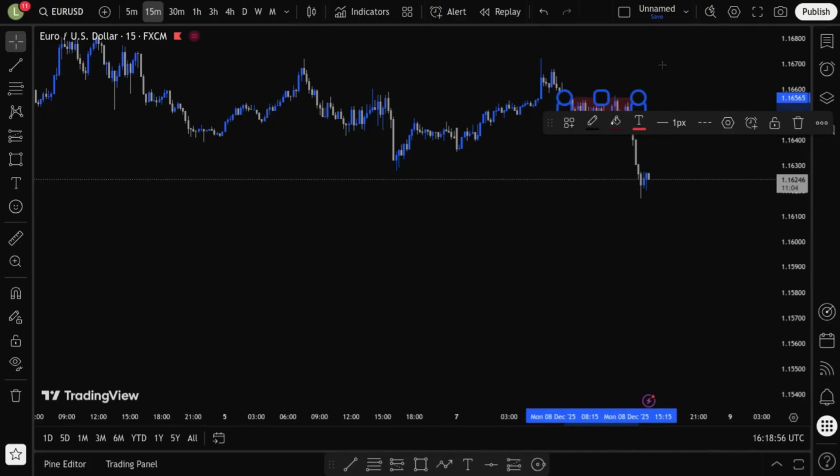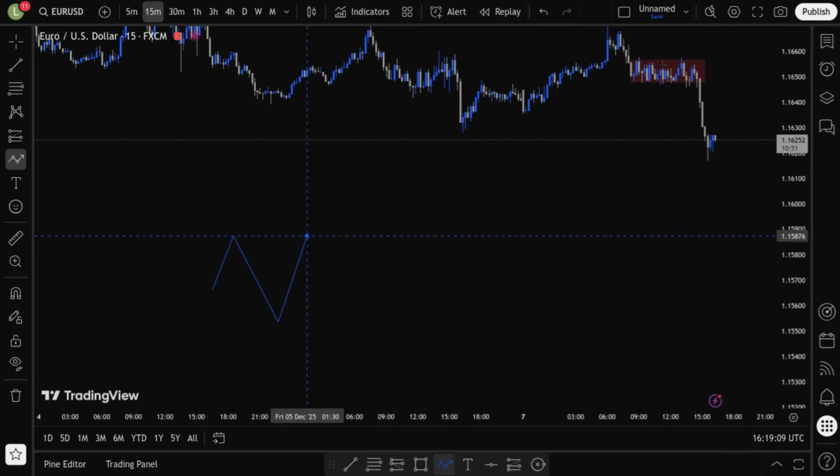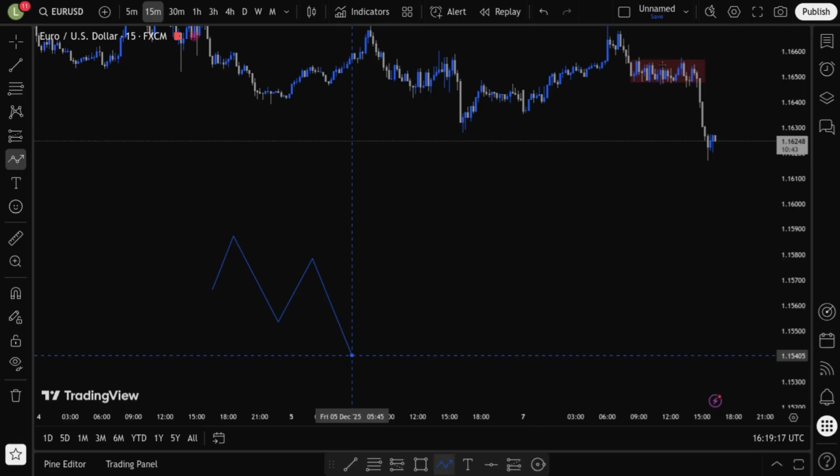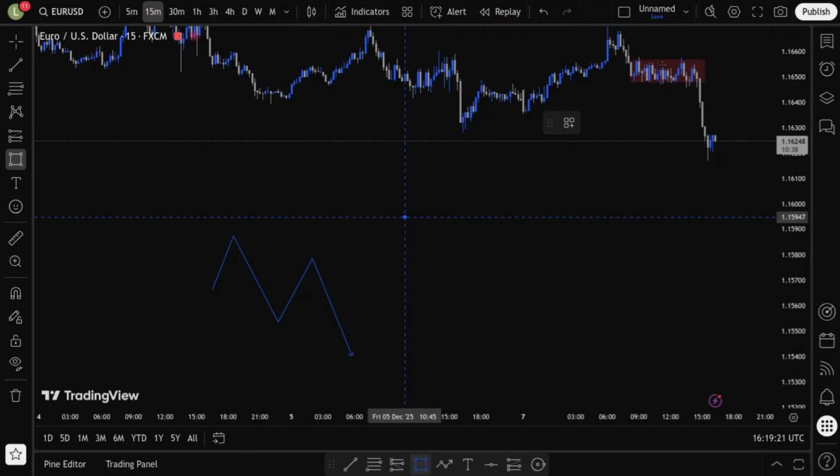Getting liquidity is simply price taking out trader stop losses in the markets. For example, now if you see this, price is going towards the downside. A normal trader, you definitely want to go for this trade.